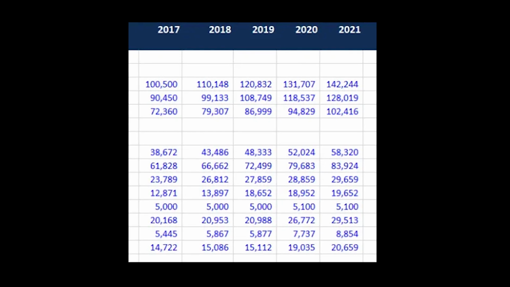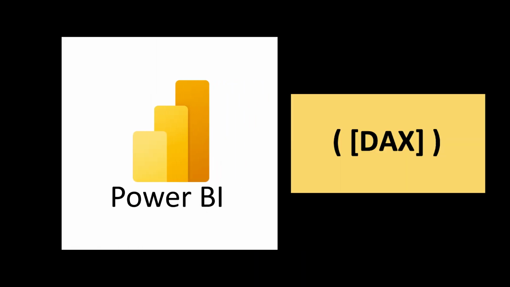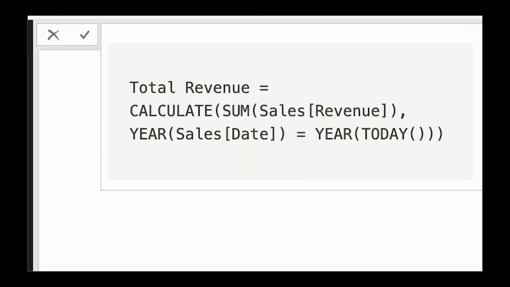Let's say you want to sum revenue for the current year. In Excel, you'd write something like this. Cool, but Power BI uses DAX, so here's the DAX equivalent. Calculate grabs the revenue, but it also does something else cool. It modifies the filter context of the calculation.